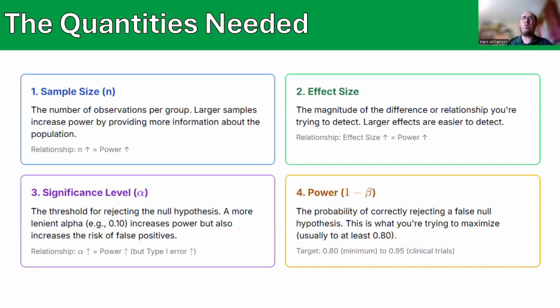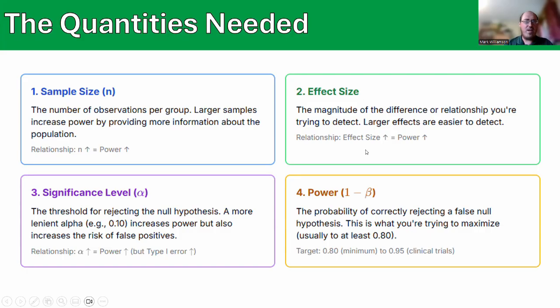All right, now let's turn to the quantities needed. Like, what do you actually need to conduct a power analysis? So really, there's 4 things that go into power analysis. For most people, kind of giving our functional definition, we're looking to get sample size out, the number of observations per group. And for that, you need 3 other main quantities.